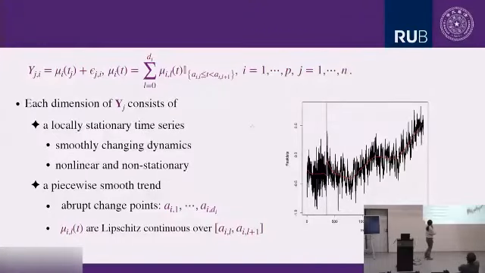As I mentioned, the time series we consider consists of two parts. The first part has potential structure changes, and the second part is locally stationary. It means that if you look at one point, the neighborhood is stationary, but if you look at the whole time series, it's non-stationary, though locally you can approximate it by a stationary time series.